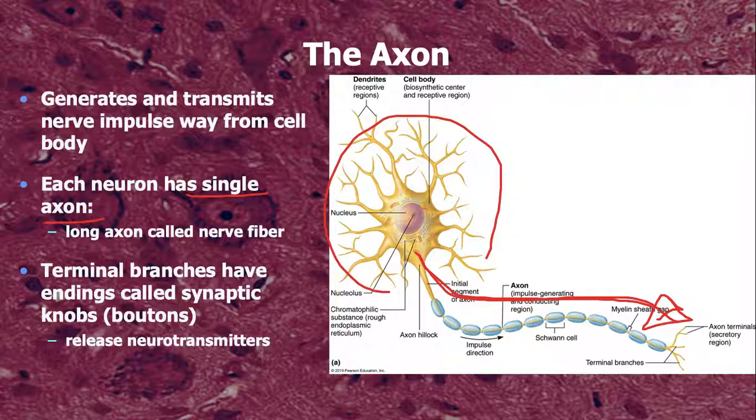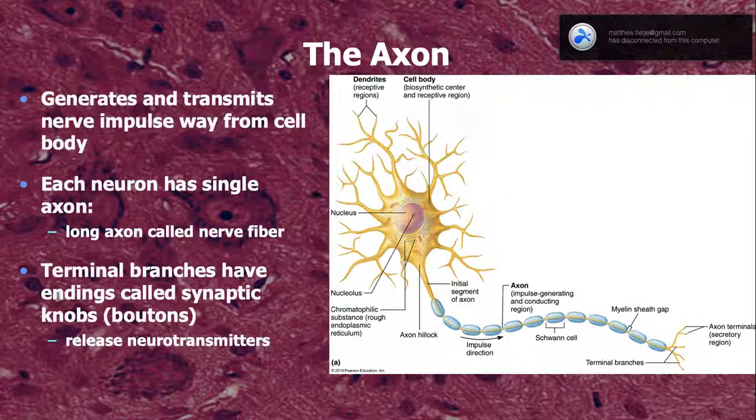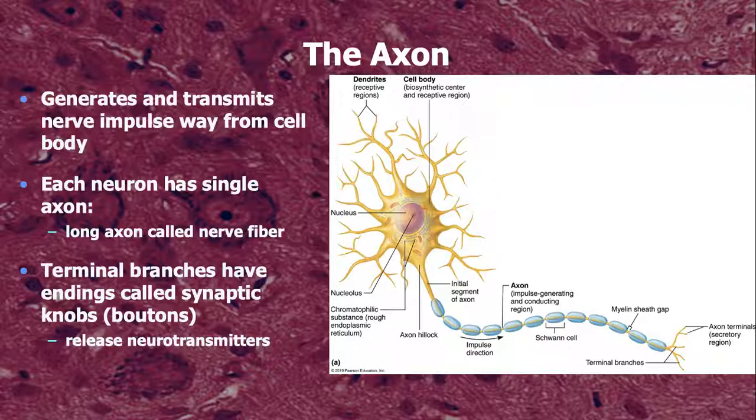If you are an extremely long axon, you can be called a nerve fiber. For instance, the nerve fiber that runs from your spinal cord to your big toe. That is a long axon. That's a really long axon, so that is a nerve fiber.